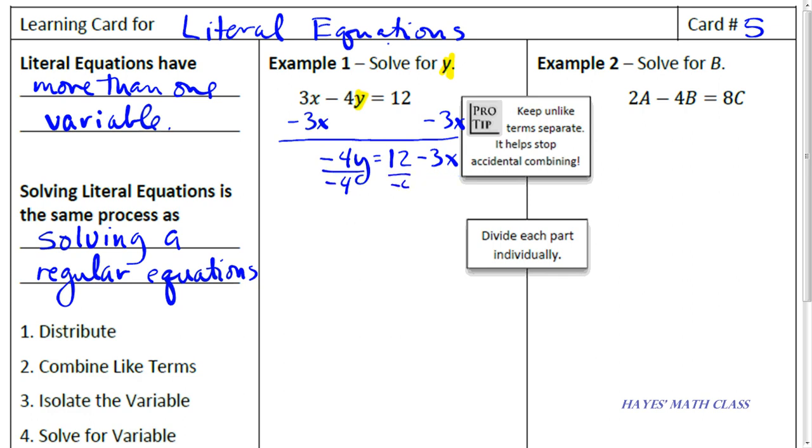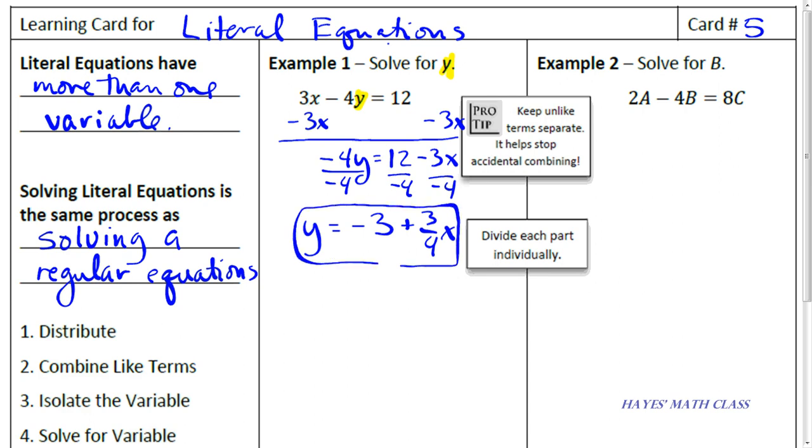Now, depending upon what your teacher is asking you to do, I tend to teach it where you divide each separate part separately. The reason I do that is so that it's going to look nice and clean. So I can do the 12 divided by negative 4 and get negative 3. The negative 3 over negative 4 is going to simplify down to 3/4 x. And that would be one answer there. Okay, so actually that's the second part down there, I guess. From me, divide each part individually.